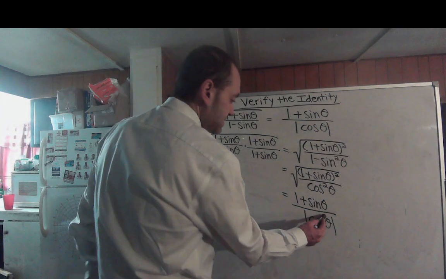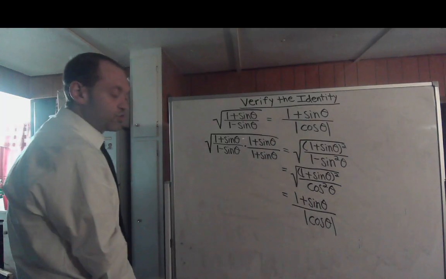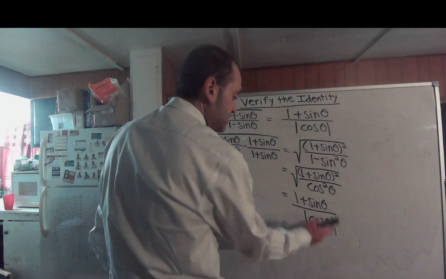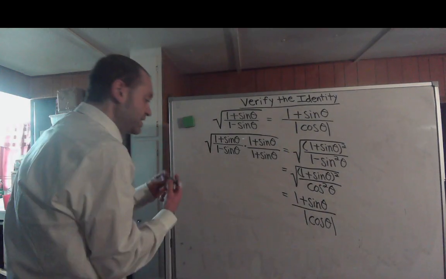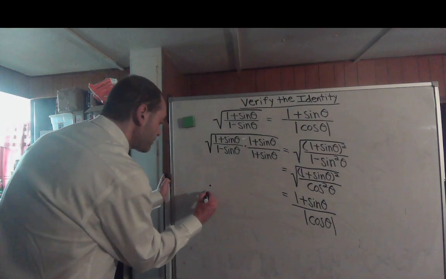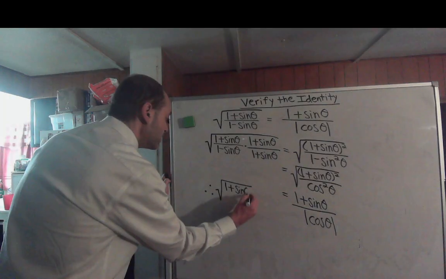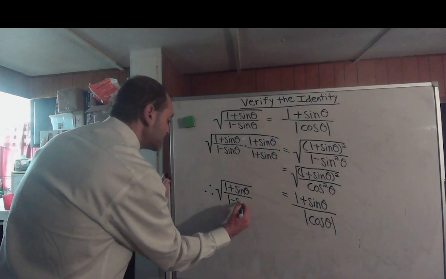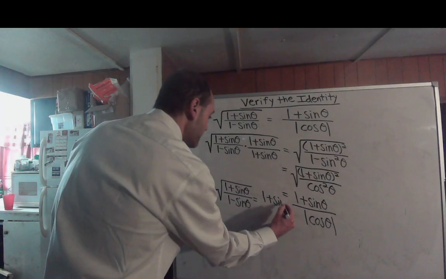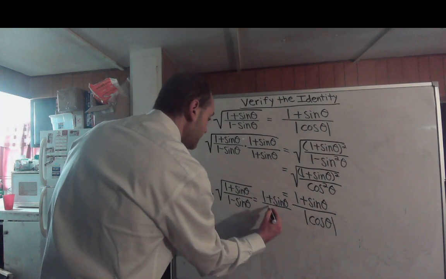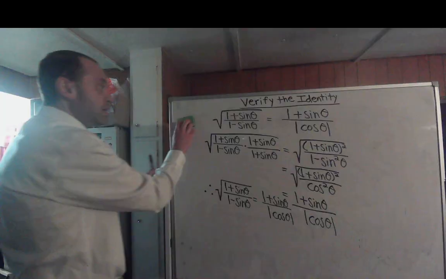The idea is that if it's a single expression of trig that doesn't have anything added to it, it's usually an absolute value. So we can say that therefore the square root of 1 plus the sine of theta all over 1 minus the sine of theta is equal to 1 plus the sine of theta over the absolute value of the cosine of theta. And I got more of these.